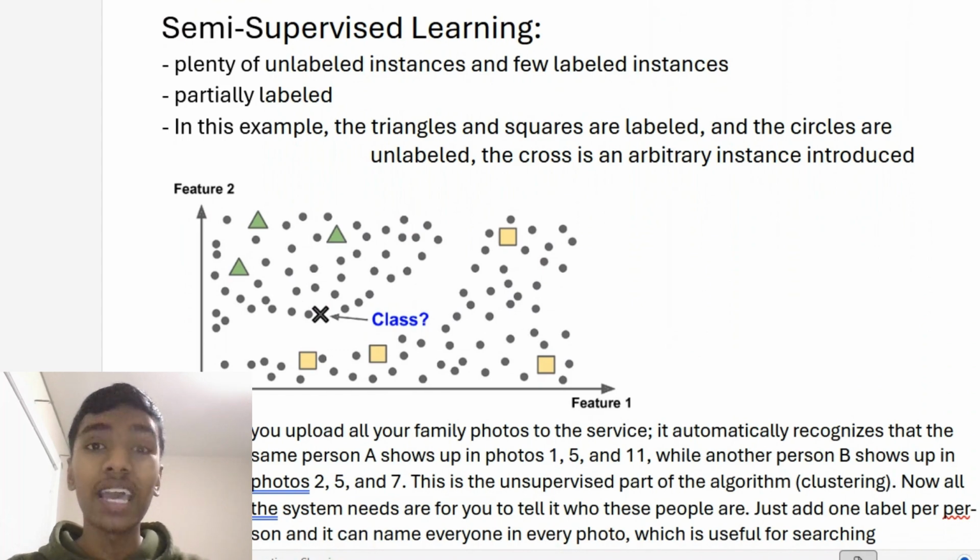It's very difficult to get all your information to be labeled. That being said, you do want some labeled instances. And so semi-supervised learning takes advantage of both supervised and unsupervised learning by providing plenty of unlabeled instances and few labeled instances.